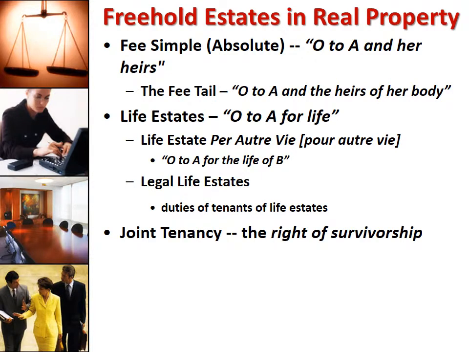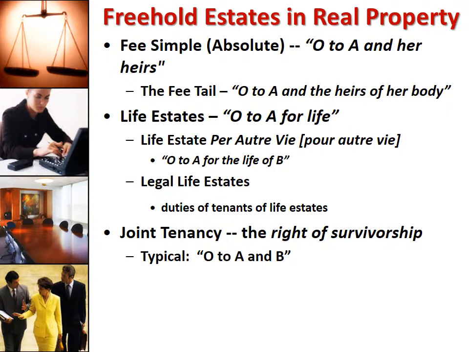Let's move on to joint tenancies. Joint tenancies are known for the right of survivorship. The famous one here, the typical one, is O to A and B. We talked about that up top. O to A and B. O to husband and wife. So what happens if A dies? B takes all. If one party dies, the other party takes all. And that is the right of survivorship. That is a joint tenancy.